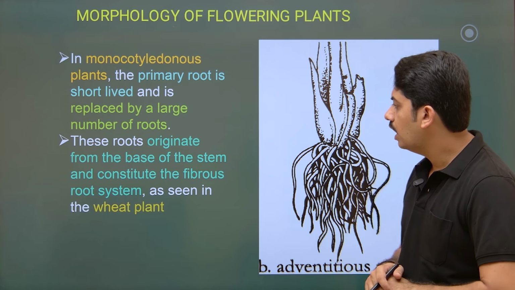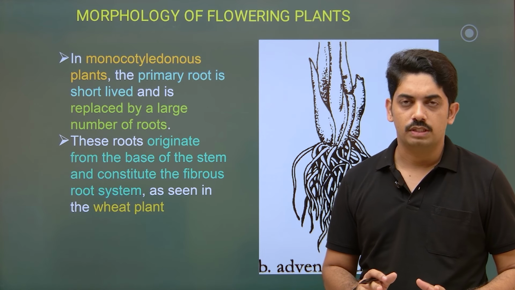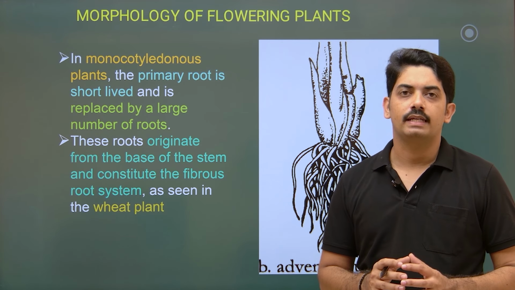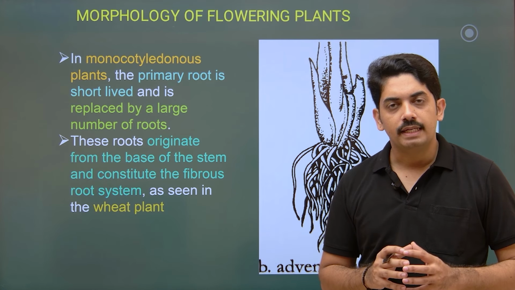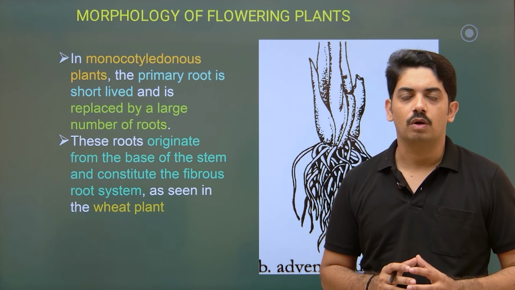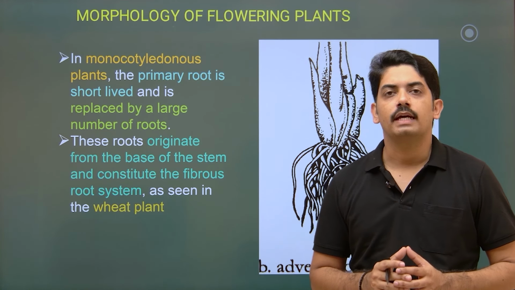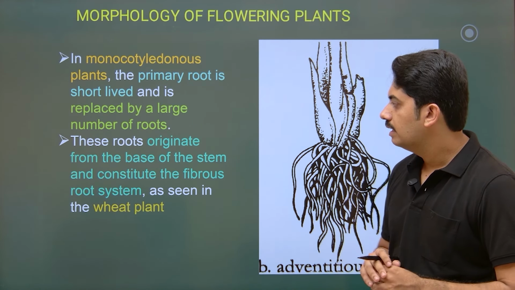Okay, so this is how we differentiate taproot system and fibrous root system, and these two are very important characters for differentiating monocot and dicot. Monocots have fibrous root system, dicots have taproot system. Hope this concept is very clear.